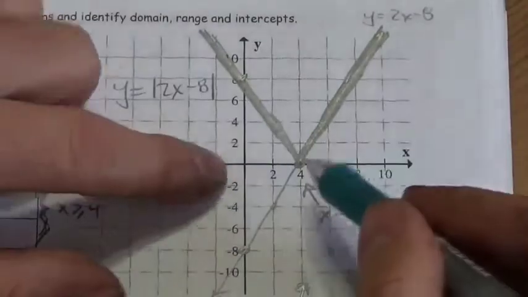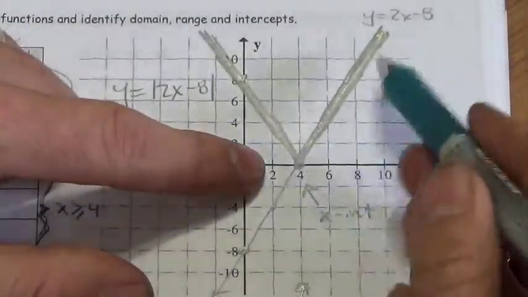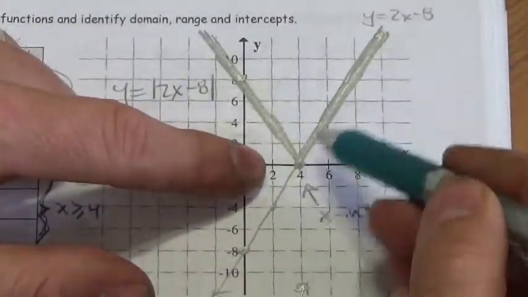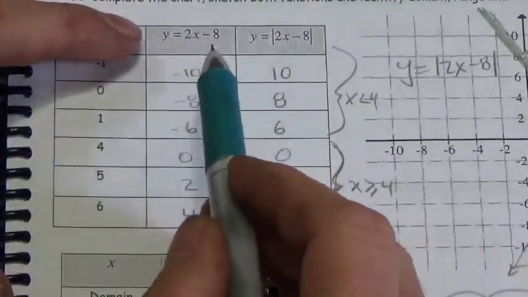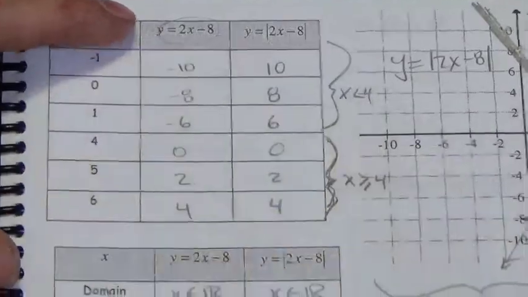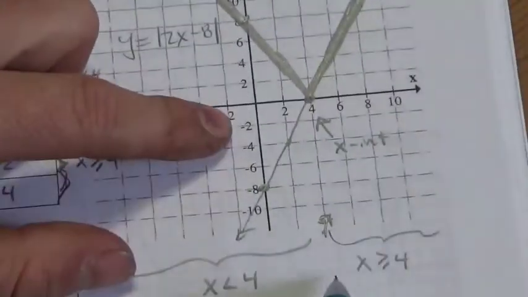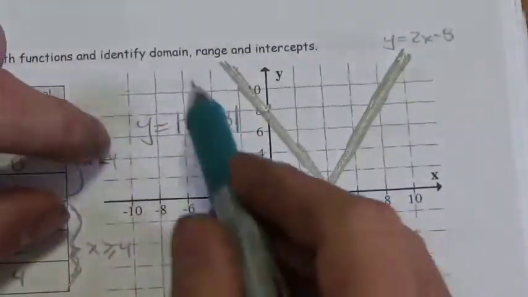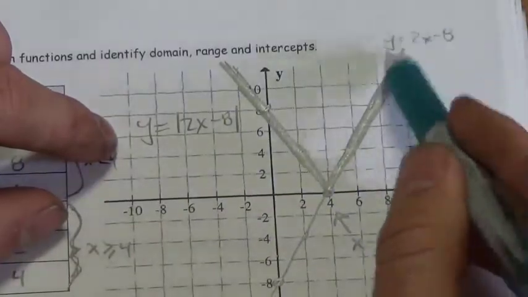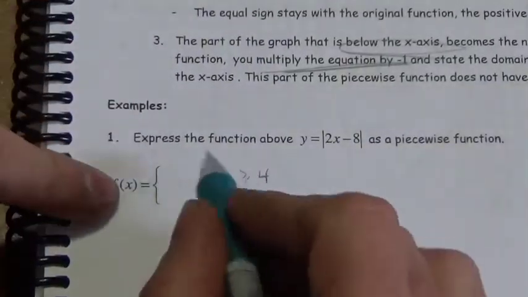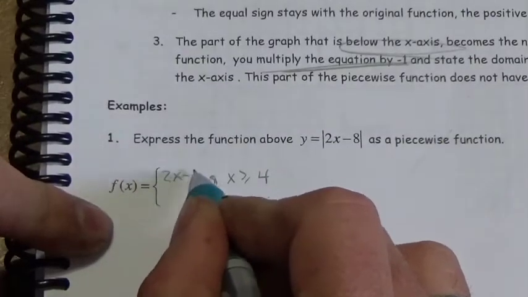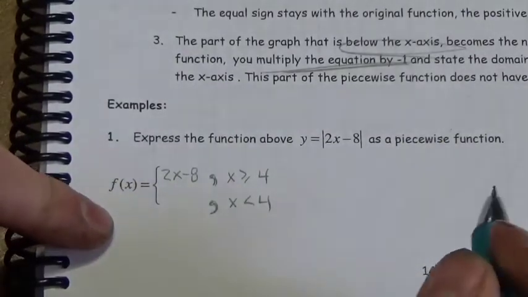Now, let's go up here and take a look at this. This part of the function right here is exactly equal to the part of the function that didn't have the absolute value in it. That's the part that was equal to 2x minus 8. When x was greater than or equal to 4, the absolute value was equal to that original function right there. So down here in my function, when x was greater than or equal to 4, that is exactly the same as 2x minus 8. There was no change.